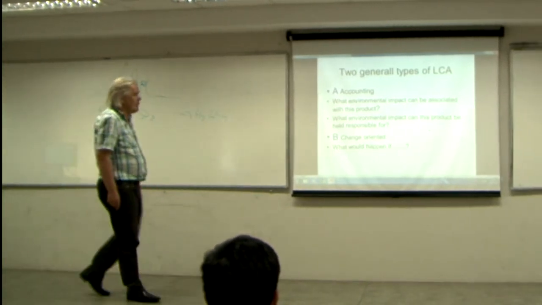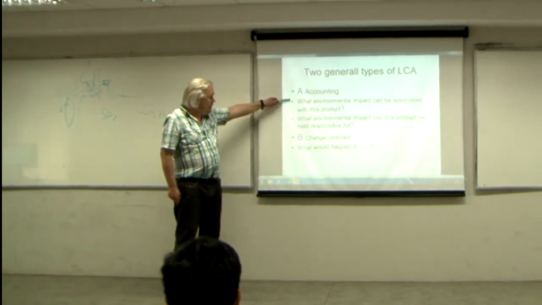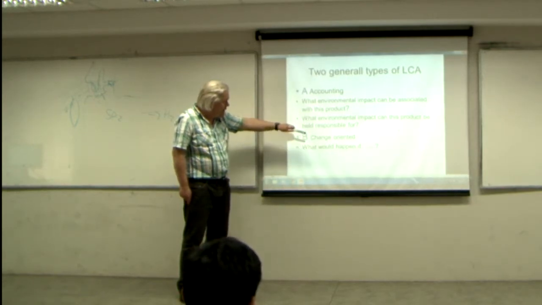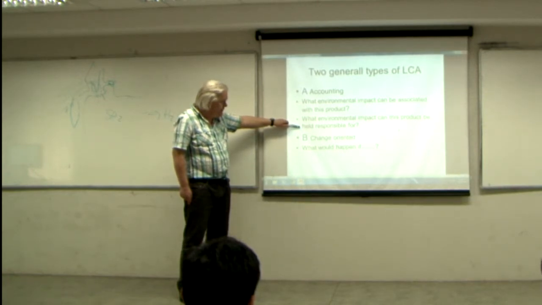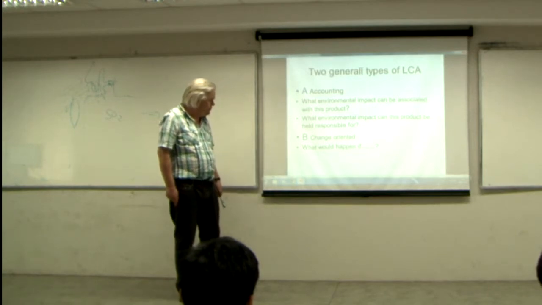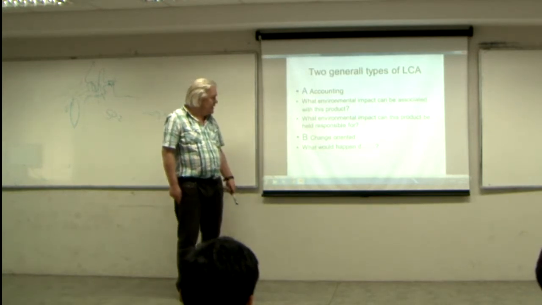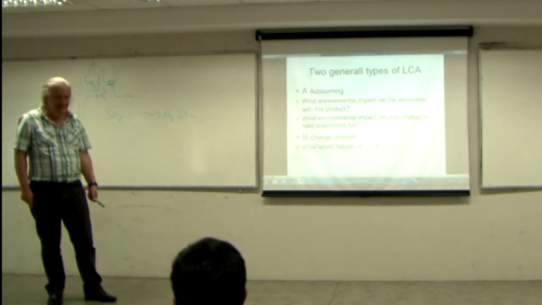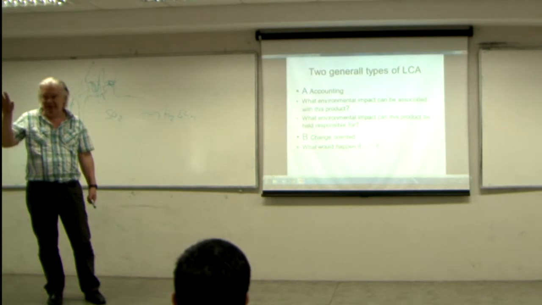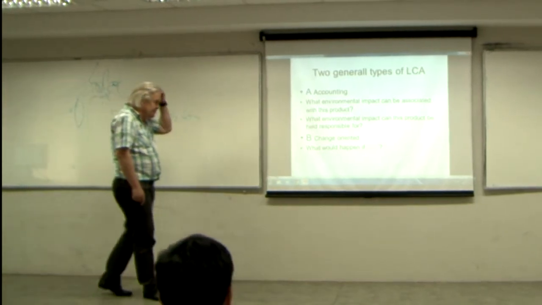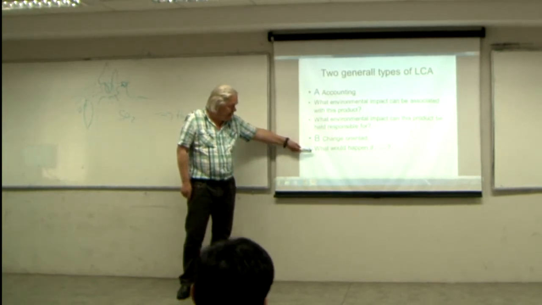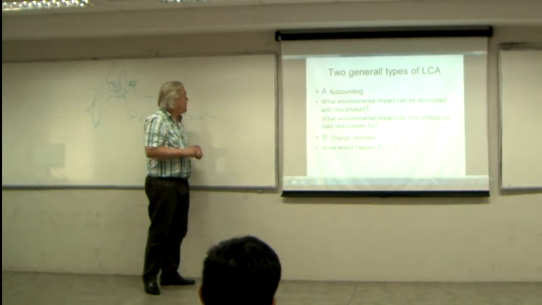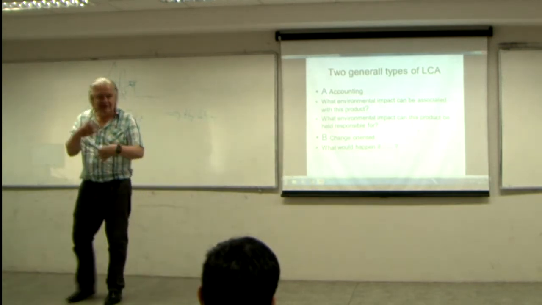So we have two general types of assessment: accounting. What environmental impact can be associated with this product? What environmental impact can this product be held responsible for? Like electricity from nuclear power in Japan today. Of course, it's the nuclear power production that will cause the increase in human health problems. Change oriented: what will happen if I switch from electricity to recycling? What will happen if I switch from eucalyptus to another tree? That's it.